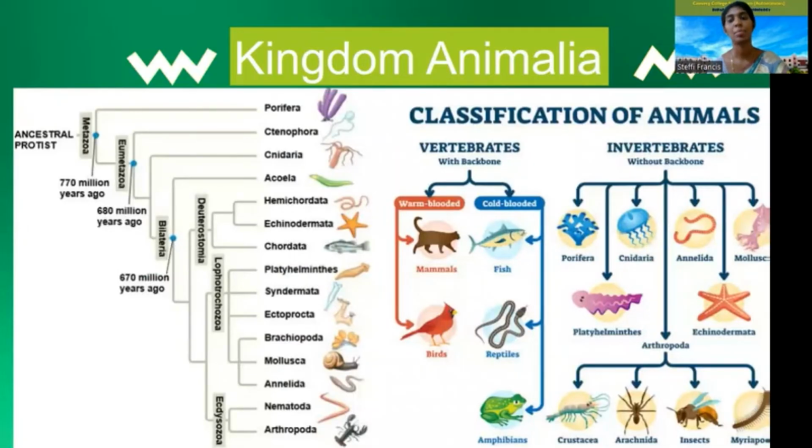Now let us see about the kingdom Animalia. These are organisms which cannot prepare their own food and they are known as heterotrophs. Hetero means other, trophy means taking food. They obtain their food from autotrophs in the form of leaves, grass and meat, and they are placed in kingdom Animalia. These organisms include almost all types of animals including humans.